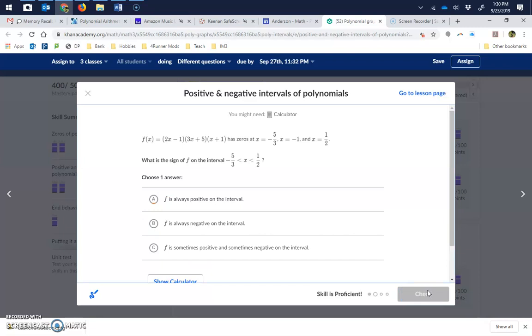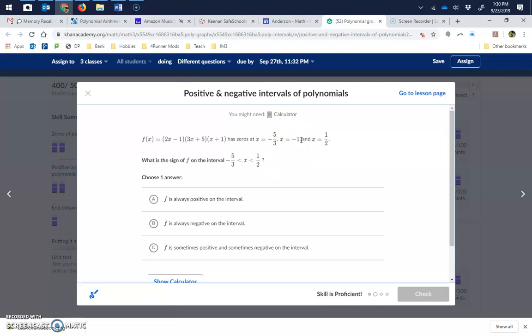Okay, so here we are. I'm going to go a little bit faster on this one. We are looking for negative 5/3 going to 1/2. Well, we can see negative 5/3, 1/2. There is a 0 in between here, another 1. So we're going to have to check two numbers. We have to check a number that's in here between negative 5/3 and negative 1.